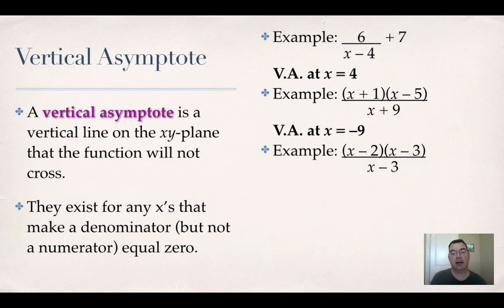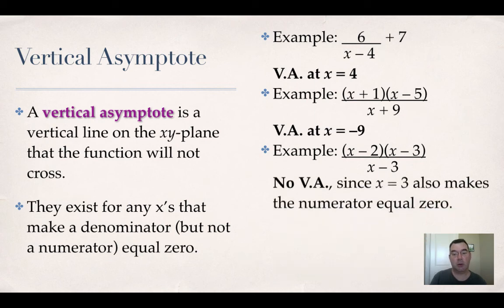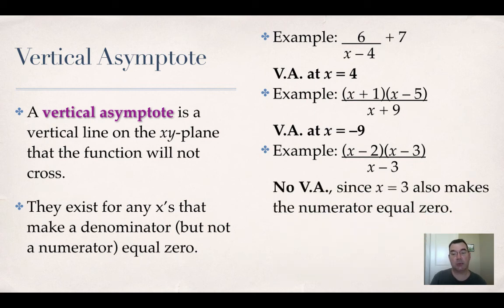The third example, I've got x minus 2 times x minus 3 all over x minus 3. Even though 3 makes the denominator 0, it also makes the numerator 0. So there is no vertical asymptote there because 3 makes the numerator and the denominator both equal 0.